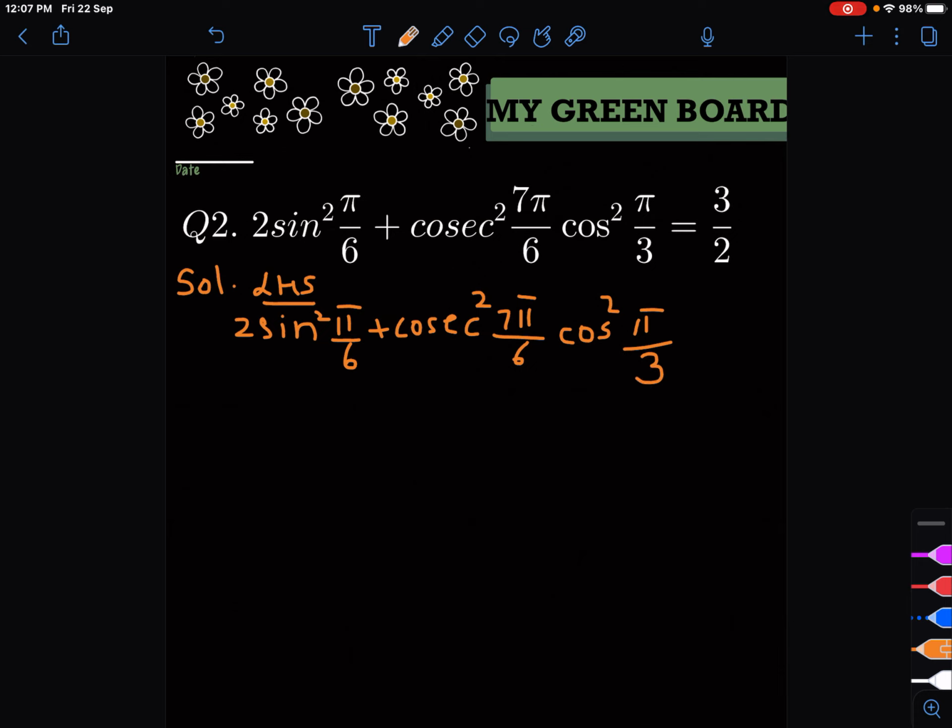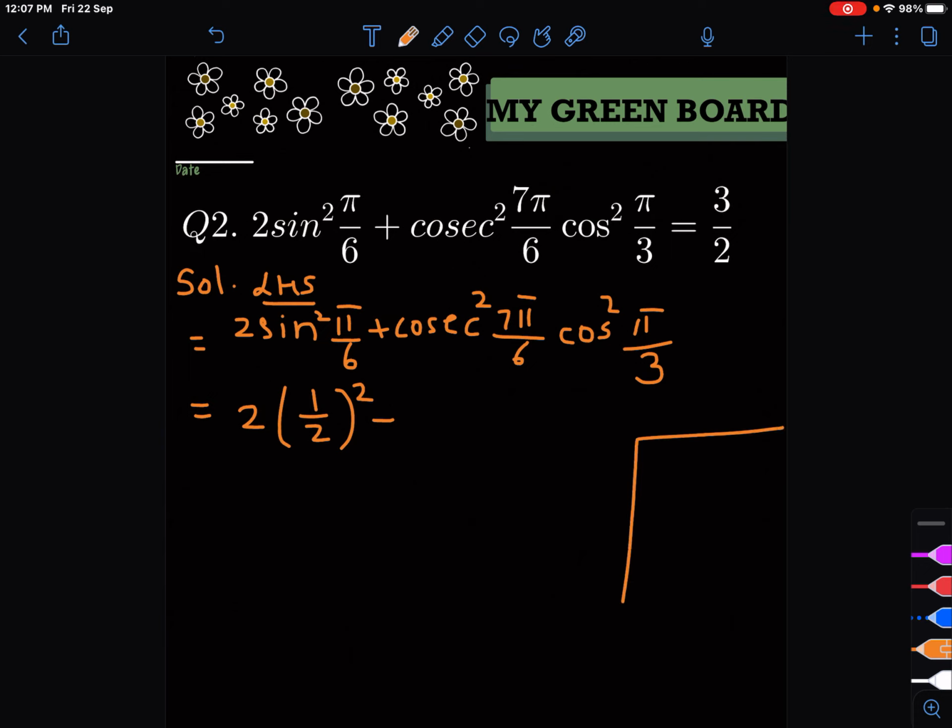Okay, now what we are going to do is take the value of sin pi by 6. Sin pi by 6, we know sin 30 is 1 by 2, so 2 into 1 by 2 the whole square, since it is sin square. Now we are going to take cosec square 7 pi by 6. What we have to do is, actually I will tell you a trick here. I'll just tell you the method to find this 7 pi by 6.